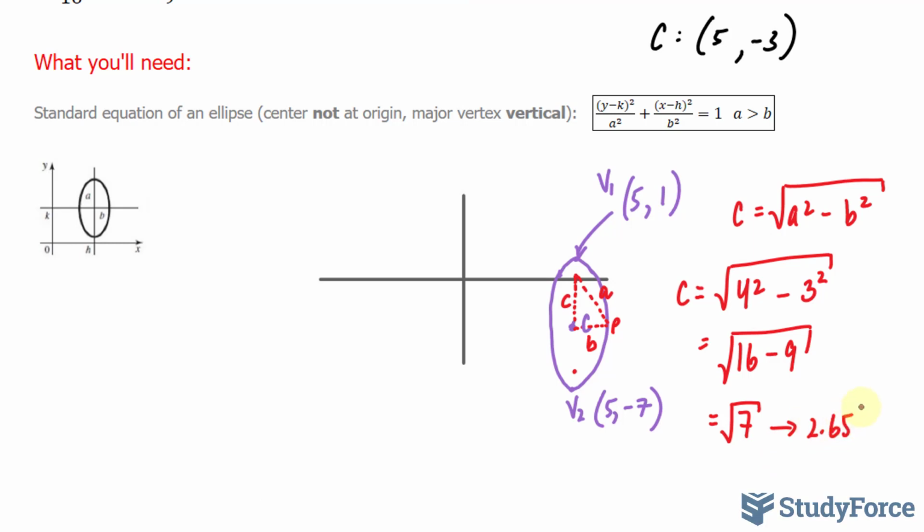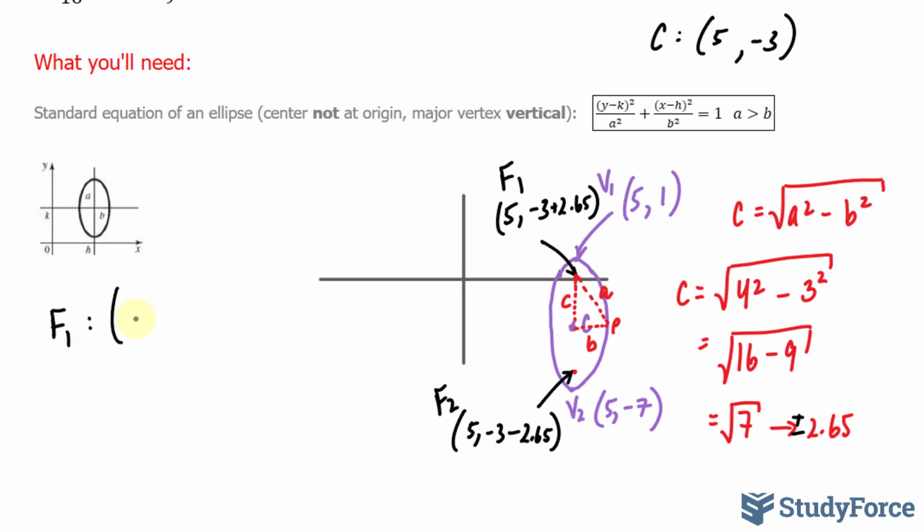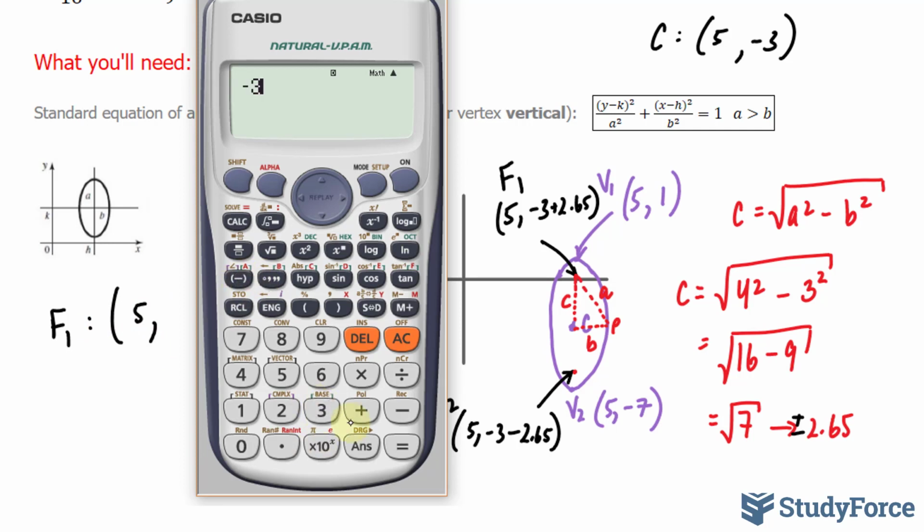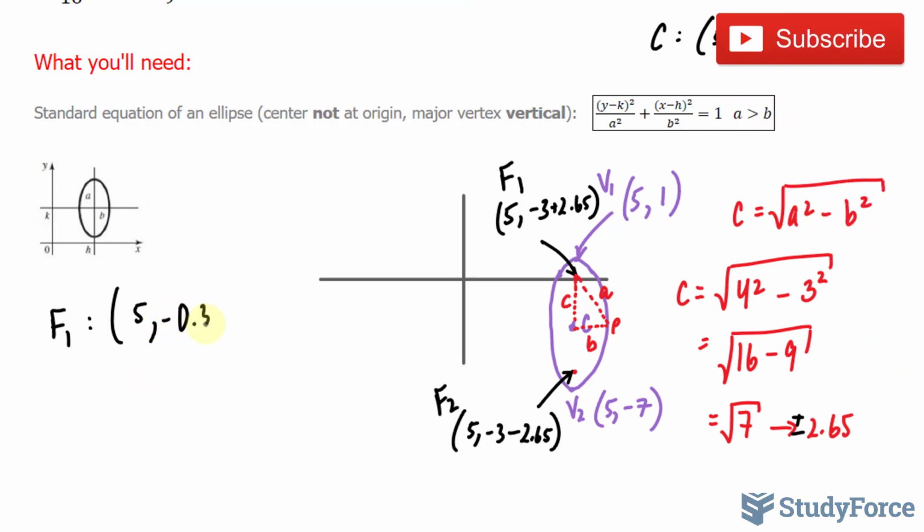2.65. This tells us that our focus for this point will have the same x-coordinate as the center, which happened to be 5, and the y-coordinate will simply be negative 3 plus what we just found. Also, this point right here will be 5 and negative 3 minus 2.65. And the reason why we're subtracting is because remember this number is plus minus 2.65. So let's go ahead and find out what this focus is, which we'll call F1, this focus, which we'll call F2. F1 has the coordinates 5, and using our calculator, negative 3 plus 2.65 gives us approximately negative 0.35.